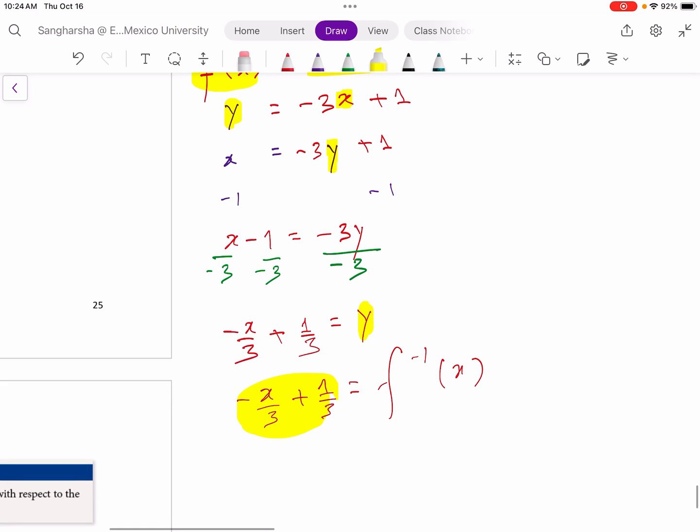Okay, you won't have these steps on your exam, so you have to practice. You replace f of x by y, you switch x and y, you solve for y, and that is your inverse function. Any question up to here? Okay, now let's go ahead and see what we have next.